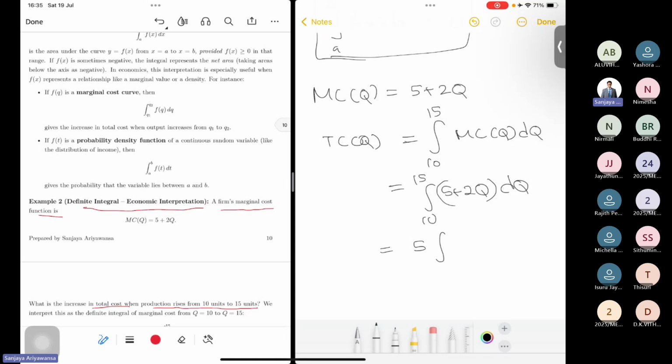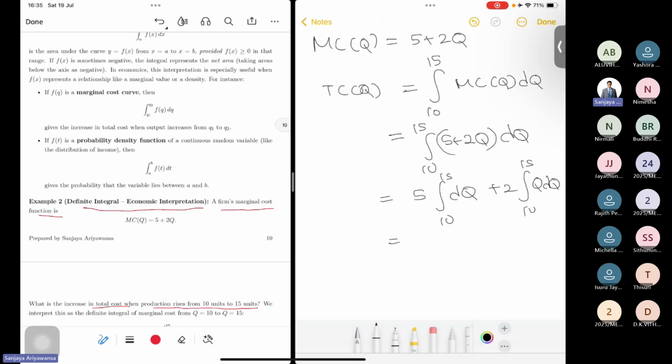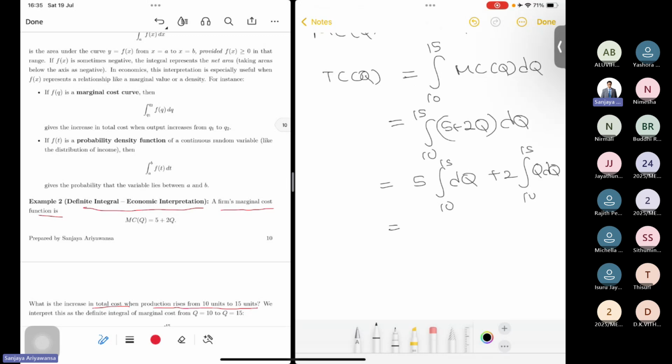So linearity rule first applies. Take 5 out, dq, which is constant value, 10 to 15, plus take 2 out, q times dq, 10 to 15. Don't worry about the upper and lower bounds until we find the antiderivative or the integral value. Here we get 5 times q, square bracket 10 to 15, plus 2 times q squared over 2, 10 to 15.